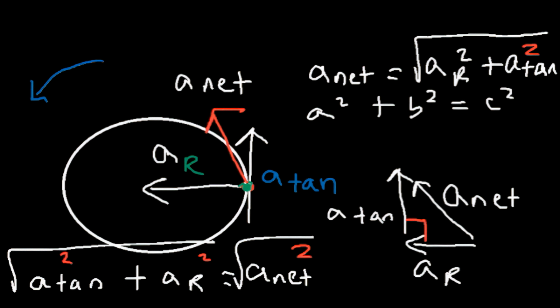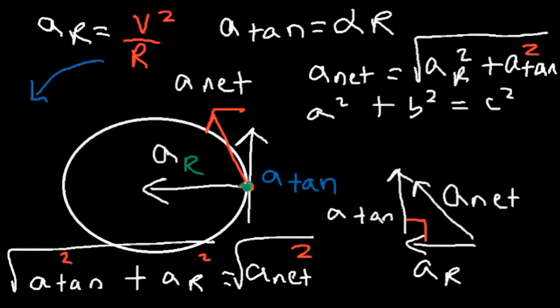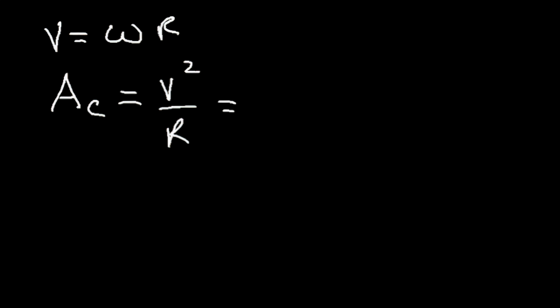So make sure you're aware of the terms: tangential acceleration, radial acceleration, and net acceleration. Remember, radial acceleration or centripetal acceleration is equal to the square of the tangential velocity divided by the radius. And the tangential acceleration is equal to the angular acceleration times the radius. So make sure you're aware of these two equations. And don't forget, velocity is equal to the angular velocity times the radius. So the centripetal or radial acceleration, which is v squared over r, you can also write it this way.